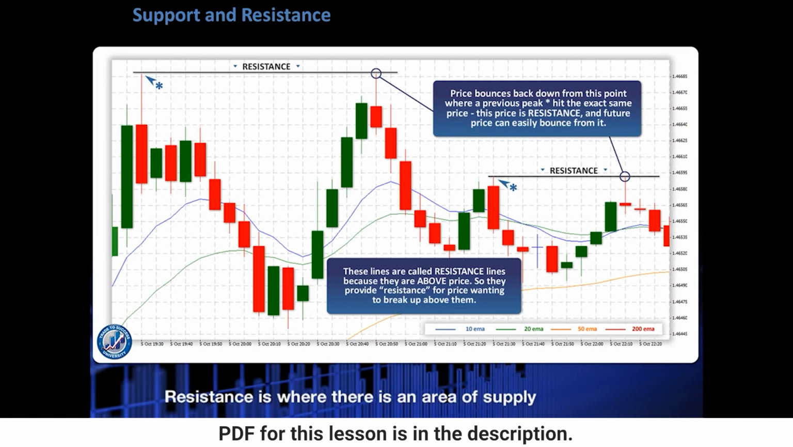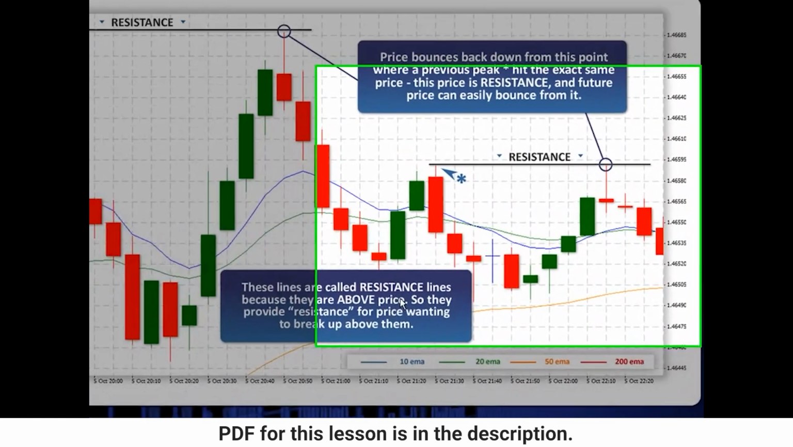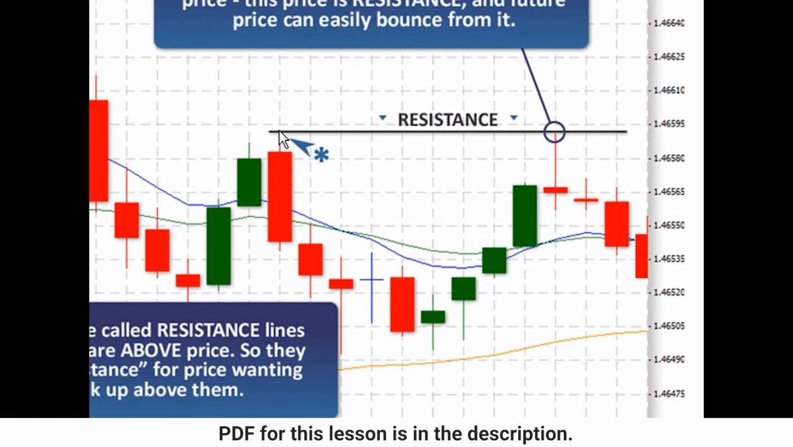Now, why is resistance an area of supply? Well, if price first goes up, comes back down, and then goes up to the exact same place and reverses, what is that showing? That is showing that there is supply in that area, and therefore price starts to come down because there is more supply than demand. The same thing here. Price goes up, hits a certain point, comes back down, and then when we are going back up to that point, there is supply in that area of resistance, and because there is more supply than demand, price goes down.